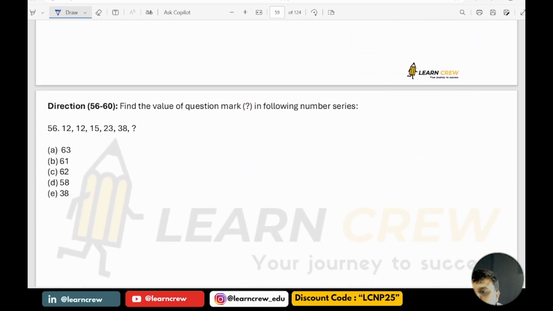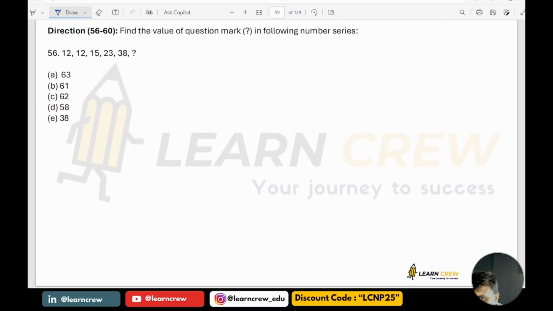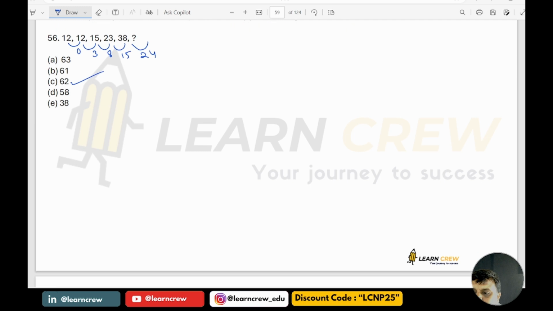Verification. Now, 56 to 60 are based on number series. So 12, 12, 15, 23. Here 0 difference. Here 3. Here 8. Here 15. So n square minus 1. Here 24. 38 plus 24, 62. Next.